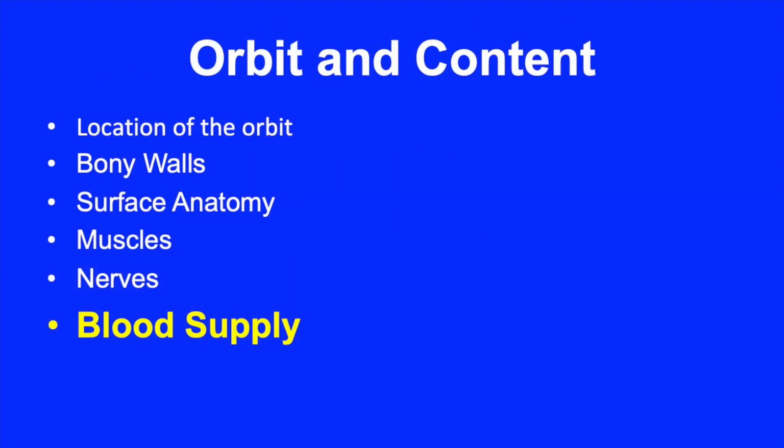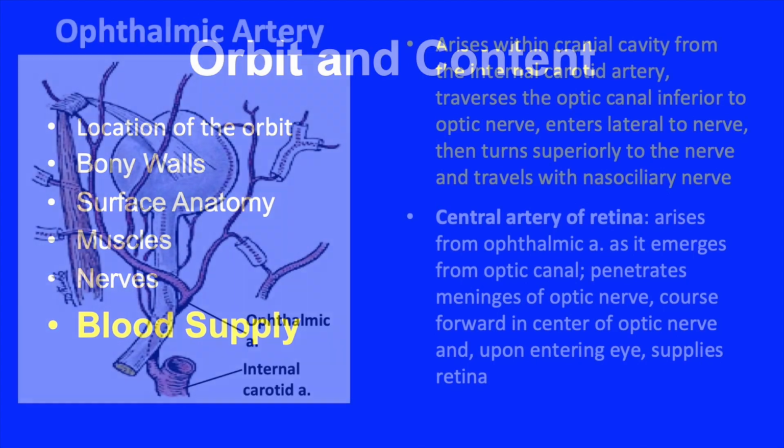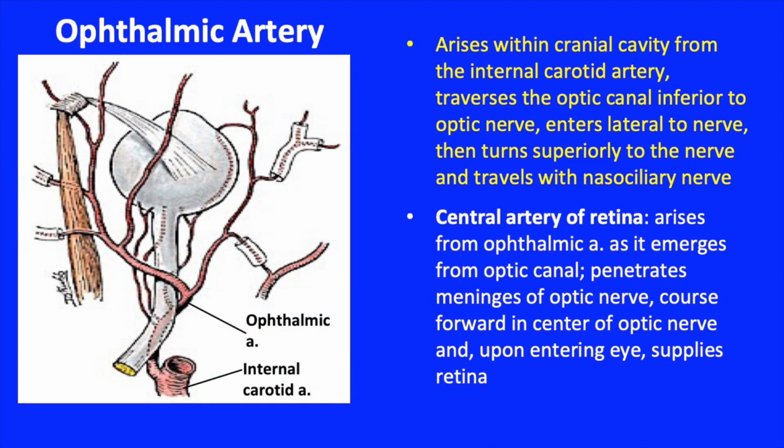The last topic for the day is the blood supply to the orbit, and this is quite straightforward. All the arterial supply to the orbit is from the ophthalmic artery, a branch of the internal carotid. The ophthalmic artery is also the source of the central artery of the retina. Understand why any perturbation in the sole artery will result in loss of vision in that eye. There is no second source.